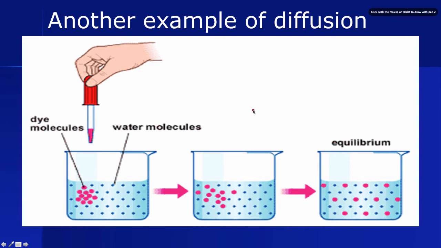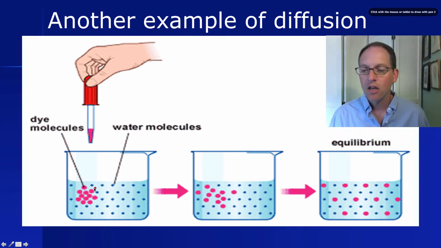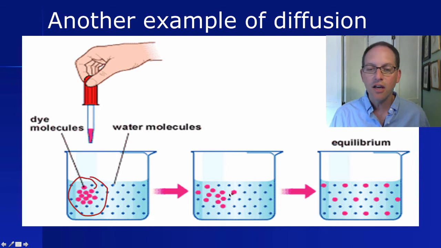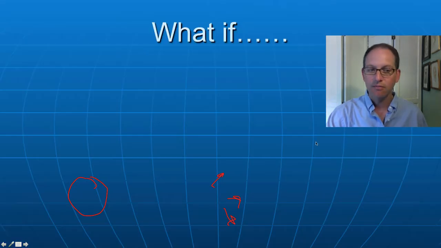So here's another example of diffusion. If you take some food coloring and drop it into water, it starts out all together, but eventually all those molecules start to separate out, and they'll actually become quite even throughout the whole thing of water. That's an example of diffusion.